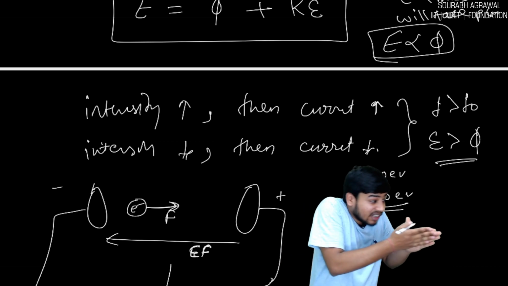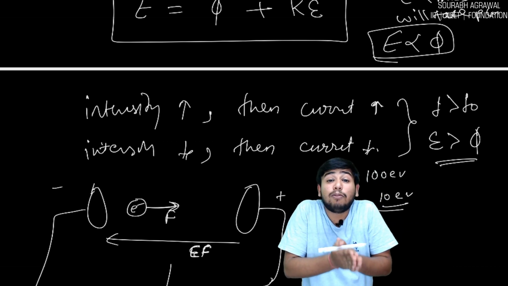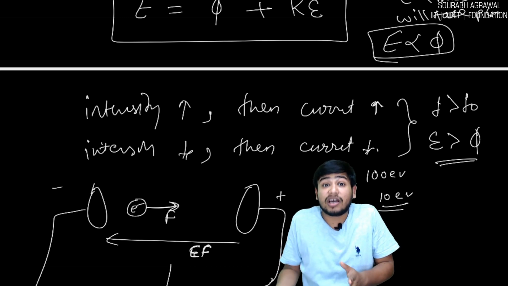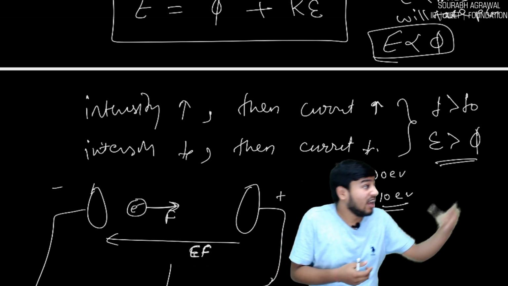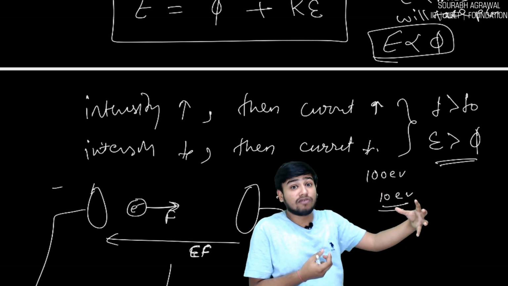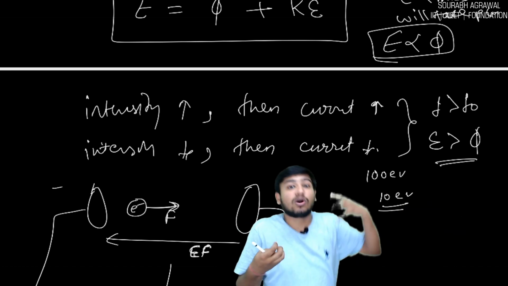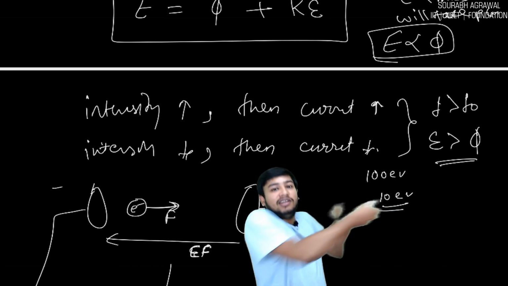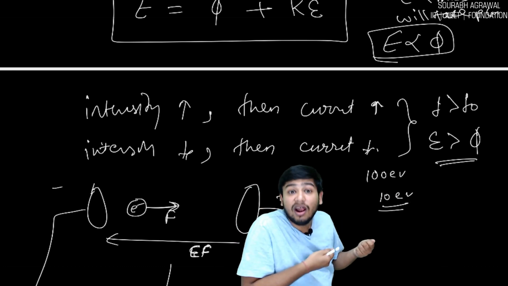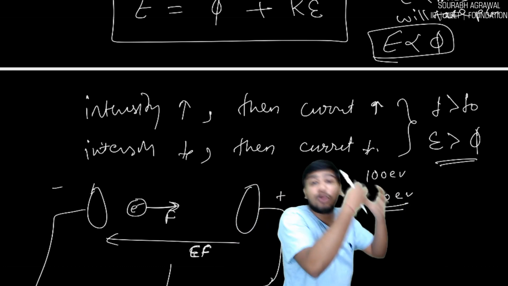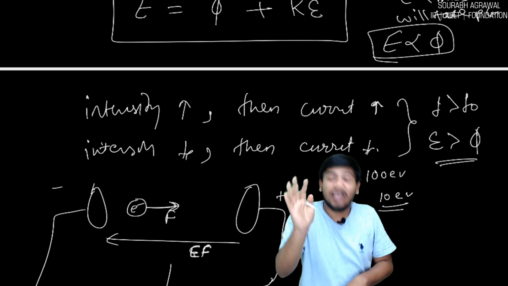So when you increase the potential in positive, what will happen? Current will increase. Before, only 10 out of 100 electrons coming out of the plate were able to reach. Now you are helping those electrons to come. You are just pulling them. Now more electrons are coming. That means current will increase.